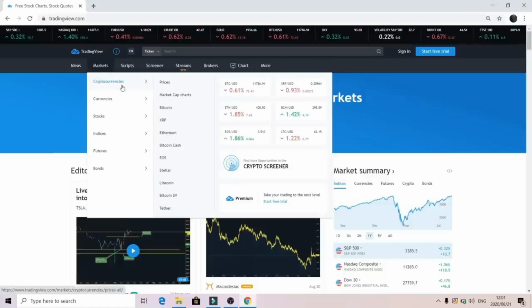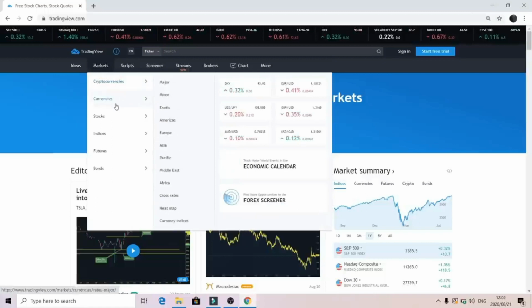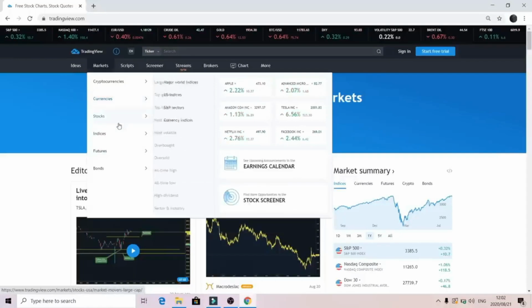If you want to see cryptocurrencies, you just click here. Here it's currencies. It's going to tell you which ones are the majors, which ones are the minors, which ones are exotics, Americans, Europeans, Asian, Pacific, etc. And then we come to stocks. It's going to firstly say to you large caps. Large caps are those biggest stocks that people invest in a lot. And then the top gainers are people who are making a lot more on stocks. And then top losers are people still losing a bit in stocks, guys.